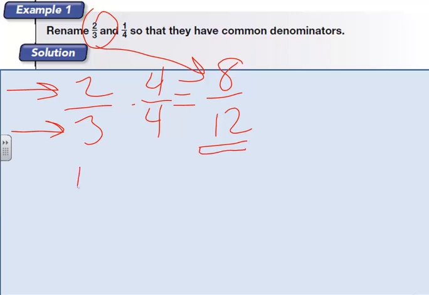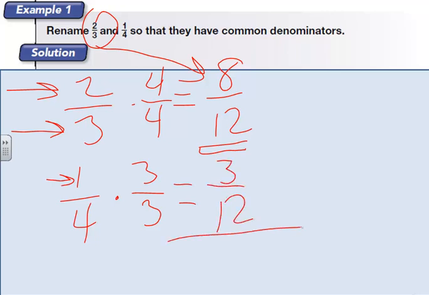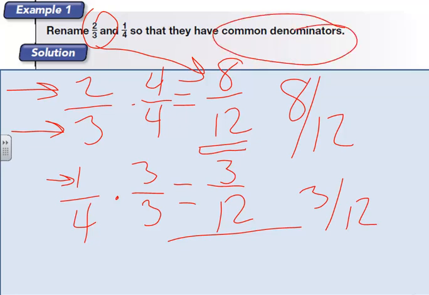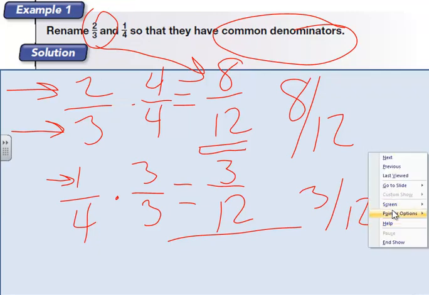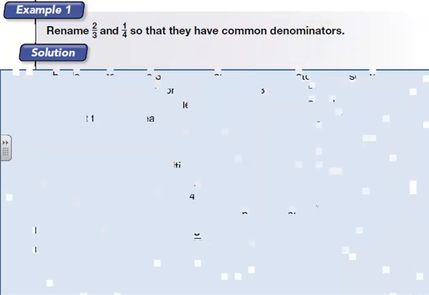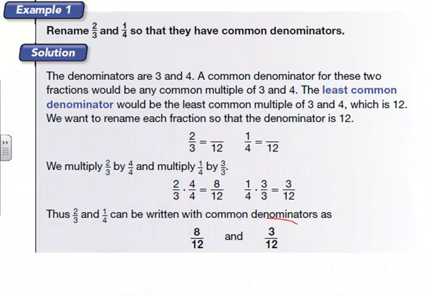Do the same thing for 1/4. 4 times what equals 12? Well, it's 3. So we've got to multiply 1/4 times 3 over 3, which equals 1. We know that we can do this. So when we multiply it, we get 3/12. So now we have 8/12 and 3/12. We have two new fractions with common denominators. Let's erase that, take a look at it. There it is, 8/12 and 3/12.